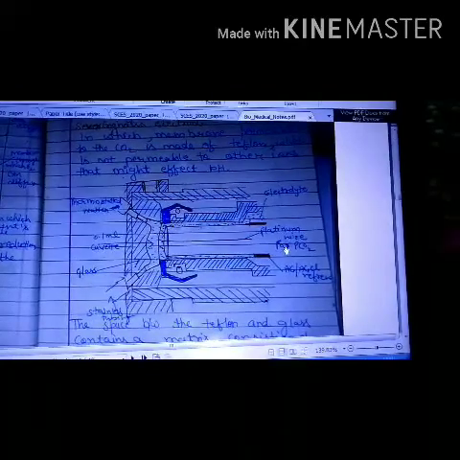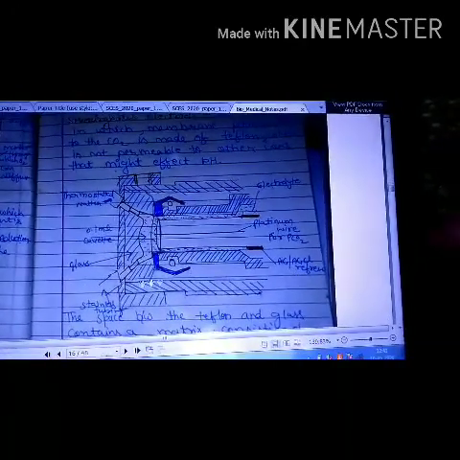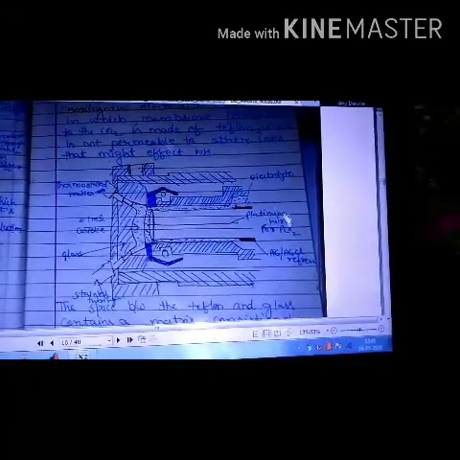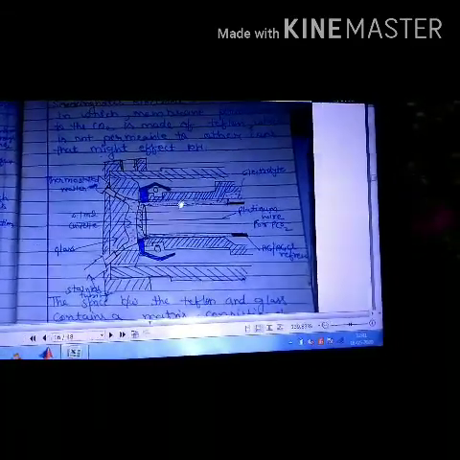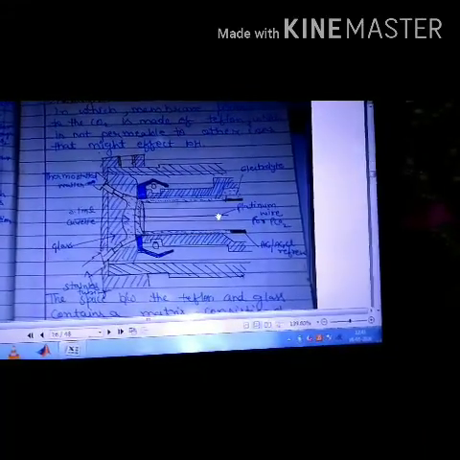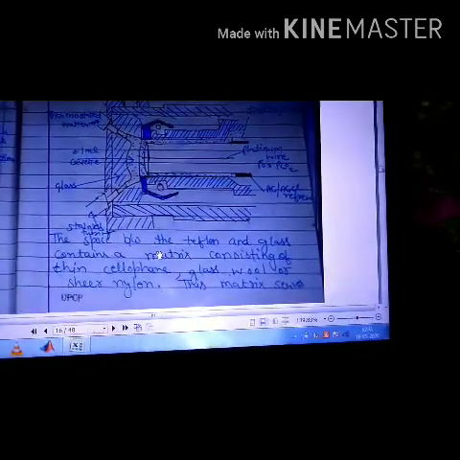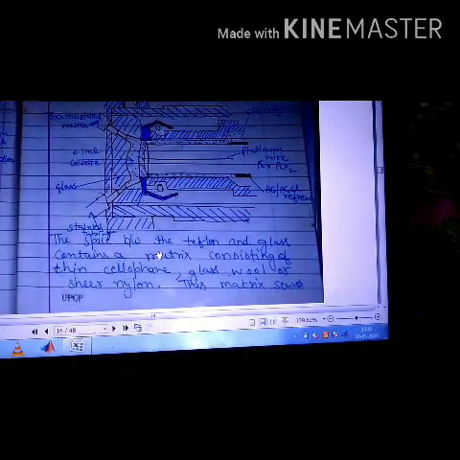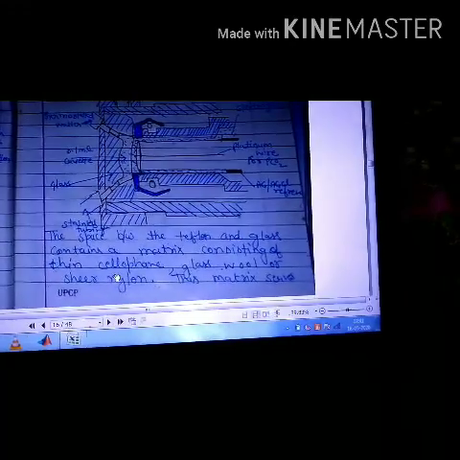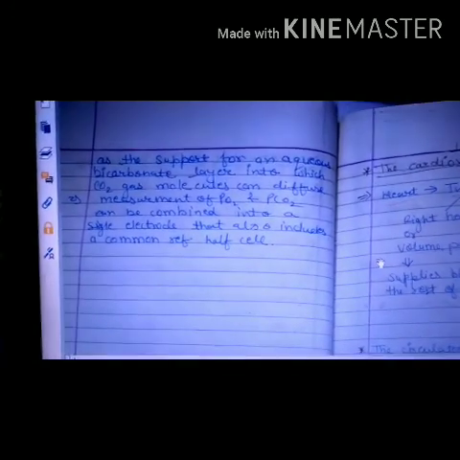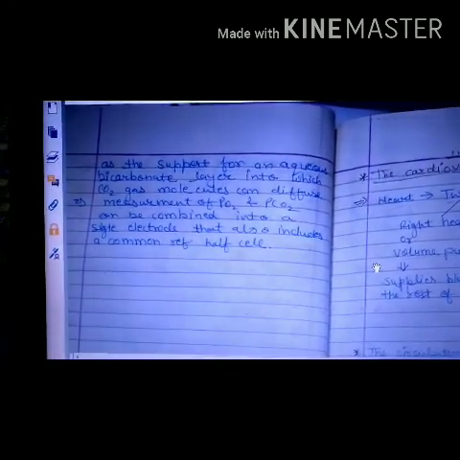The space between the Teflon and the glass contains a matrix consisting of thin nylon, which serves as support for an aqueous bicarbonate layer into which CO2 gas molecules can diffuse. So only CO2 gas molecules can diffuse. Measurement of the partial pressure of oxygen or CO2 can also be combined into a single electrode, which includes the common reference half cells. Okay, thank you.